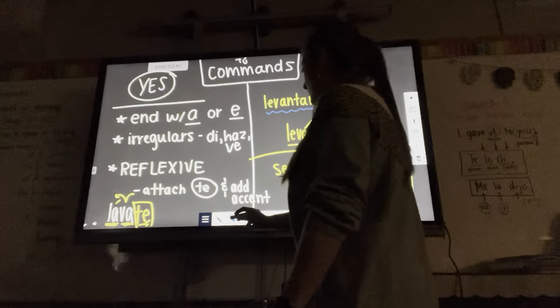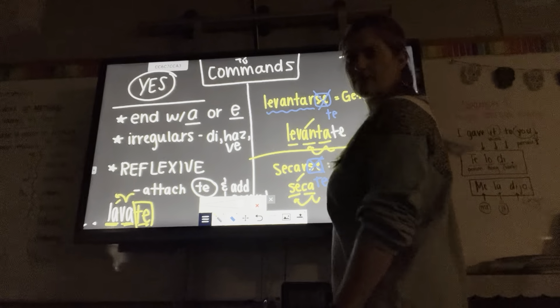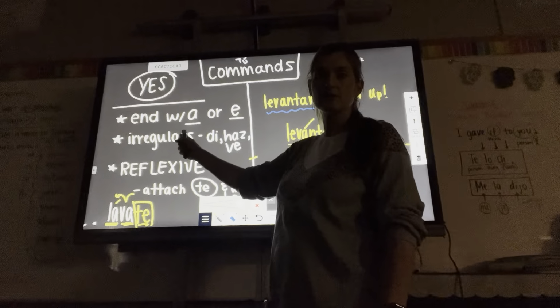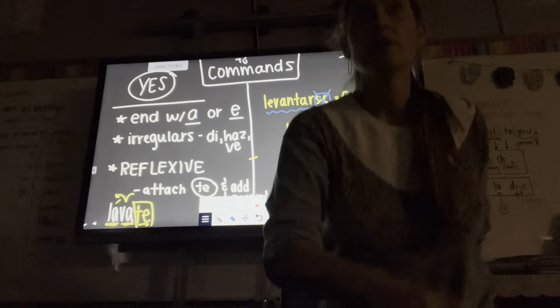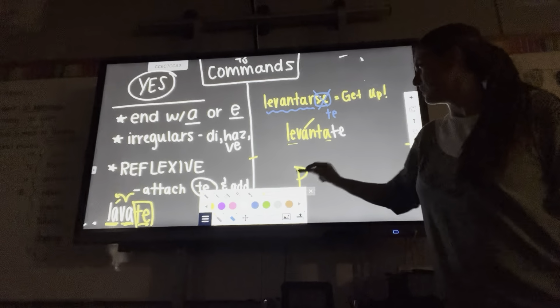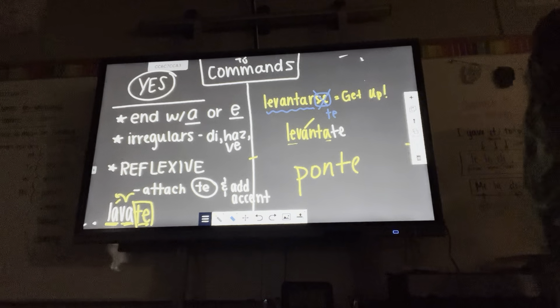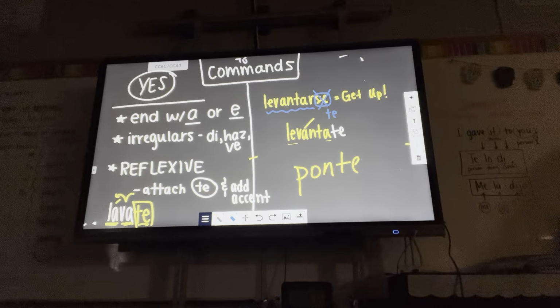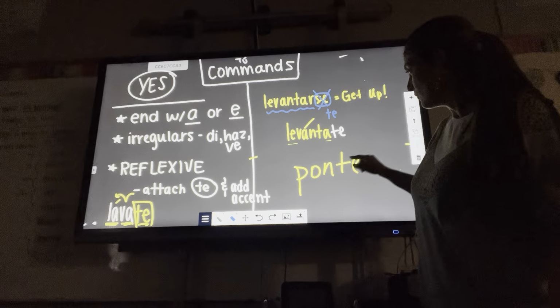Now, what if I want to say, hey, put on your shoes? What is the verb for put? Starts with a P? Poner. Poner, you guys, is one of these irregulars. Di, haz, ve, pon. So how do I say put on your shoes? Whoops. Wait 1 second. Ponte.